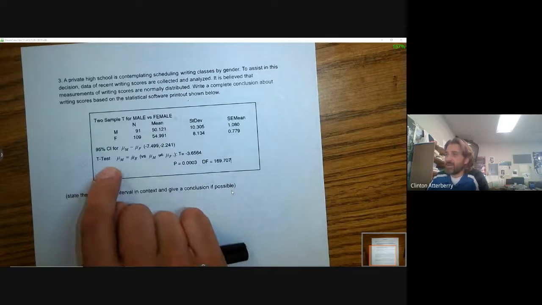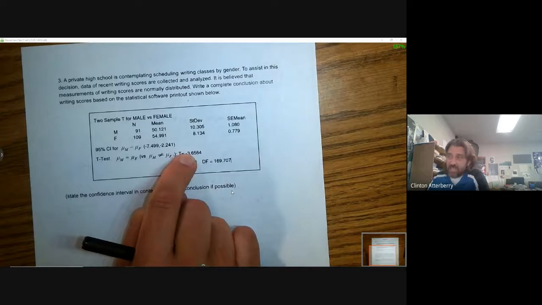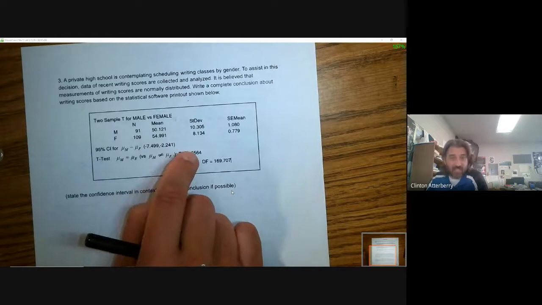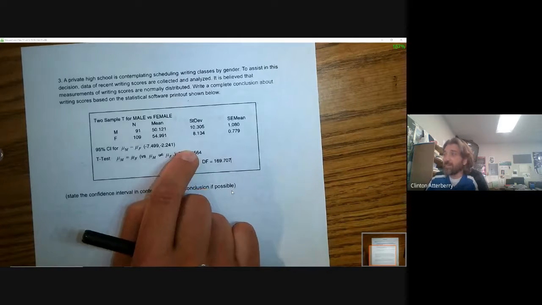Our t-test compares whether they're the same or not the same. It's a large value, okay? -3.6 is a large value, right? It's not close to 0. Anything above 2 or 3 is considered a large value.